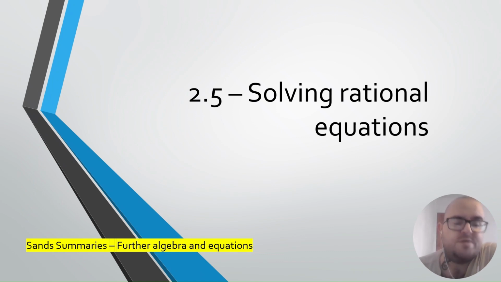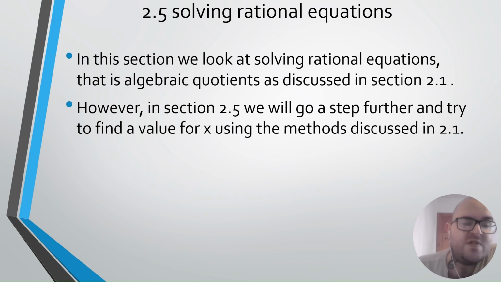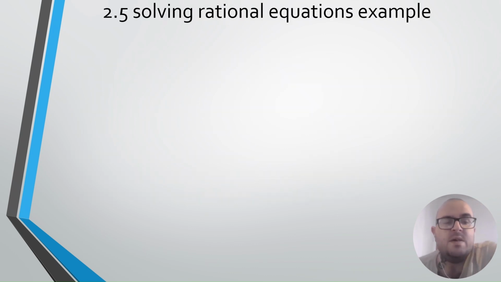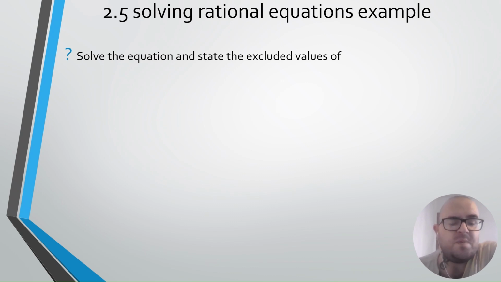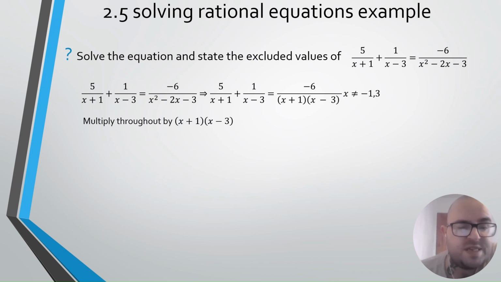Solving rational equations. In this section, we'll go back to looking at rational equations like the quotients we discussed in 2.1. However, in this section, we'll go a step further and try to find the value for x. Solve the equation and state the excluded values of this expression. All we do is factorise the denominator of the right-hand side, and then we say that we can't have x as negative 1 or 3.